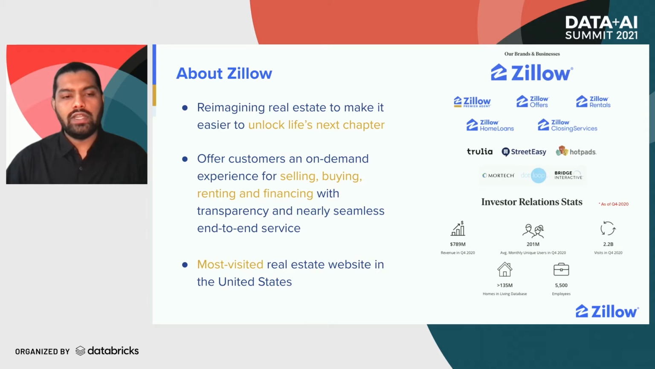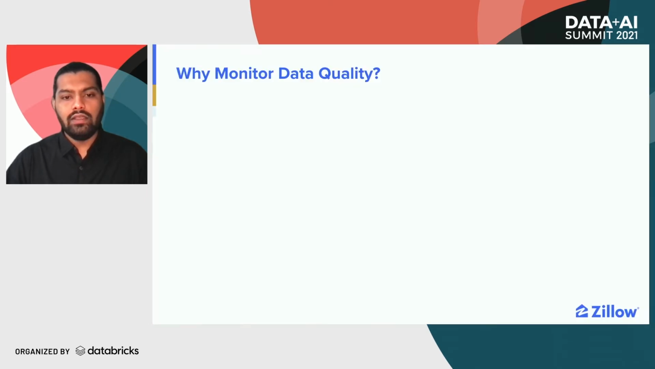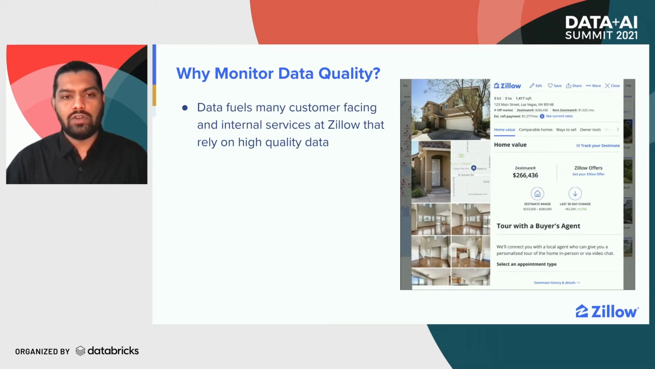So let's go into the next topic, which is why we should monitor data quality and why it is also important for Zillow. As I said, Zillow is all about homes, and we are a real estate company. So let's take an example of this home details page for a specific home. Over here, you can see information related to bedrooms, bathrooms, square feet, address, all the images that we show. So you can see data is very important to us, and bad data will lead to bad decisions and broken customer experiences.